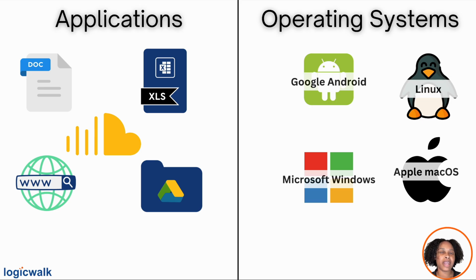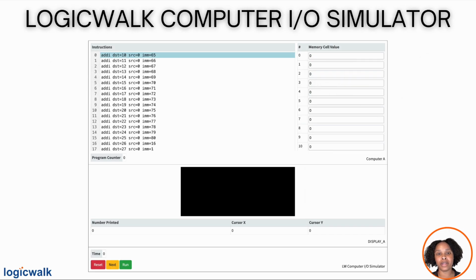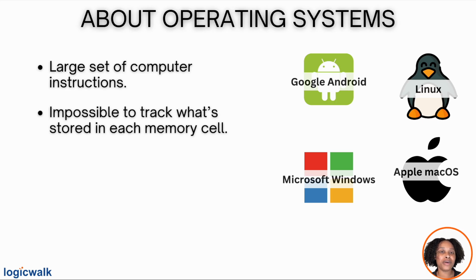through simulation. An operating system is essentially a large set of computer instructions. And like any program in theory, we could simulate it by loading it into the Logicwalk Computer I/O simulator, the same simulator we used in the previous Architecture 2 course. But that approach quickly runs into problems because operating systems are massive, millions of instructions long. Reading and executing every single one would be the least effective way to study how they work. They also rely on millions of memory cells. Trying to track what's stored in each one while the OS is running is practically impossible.